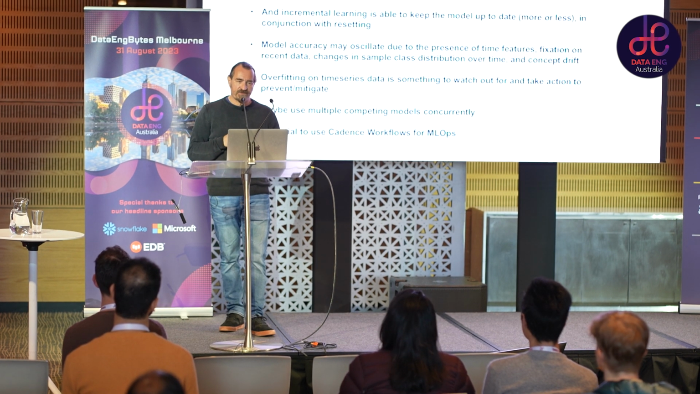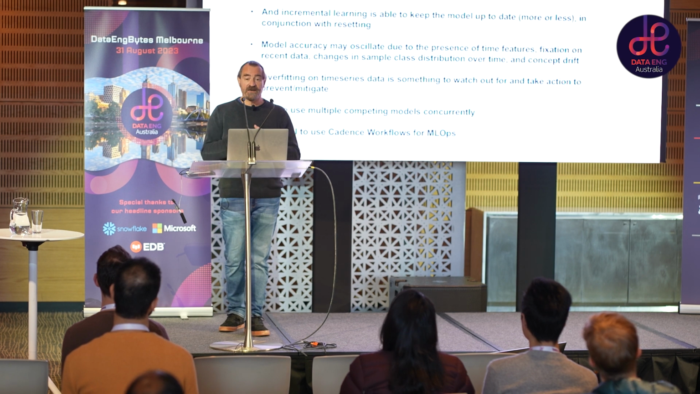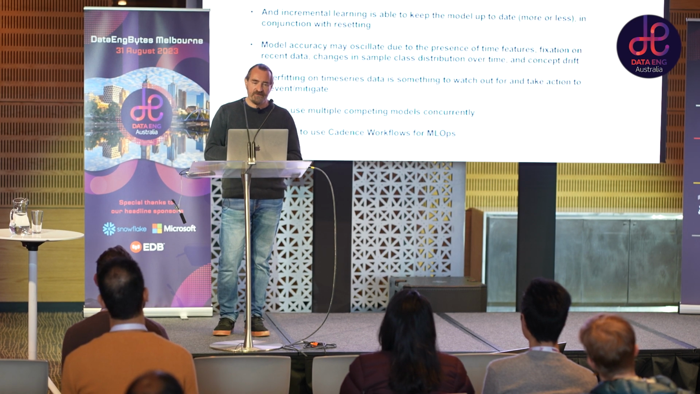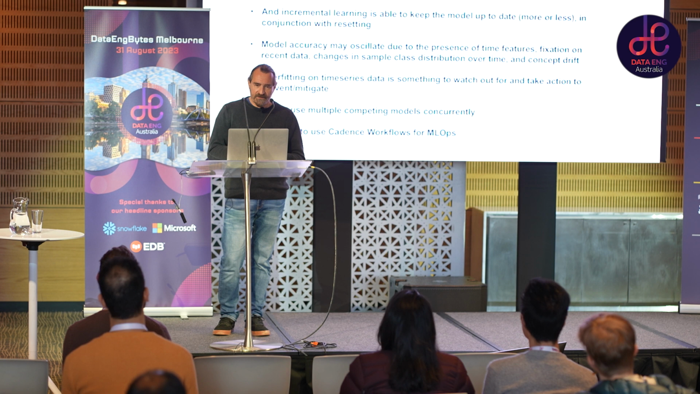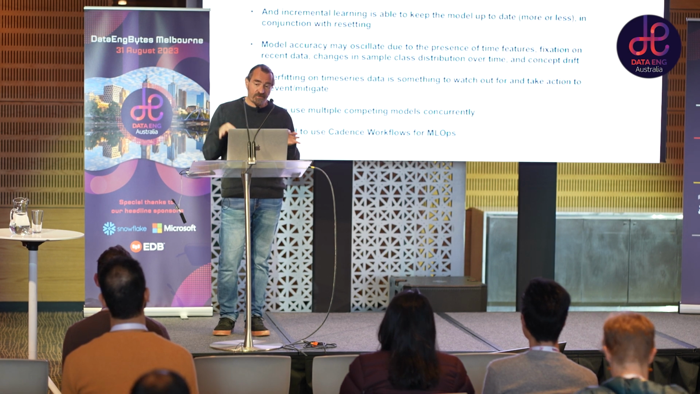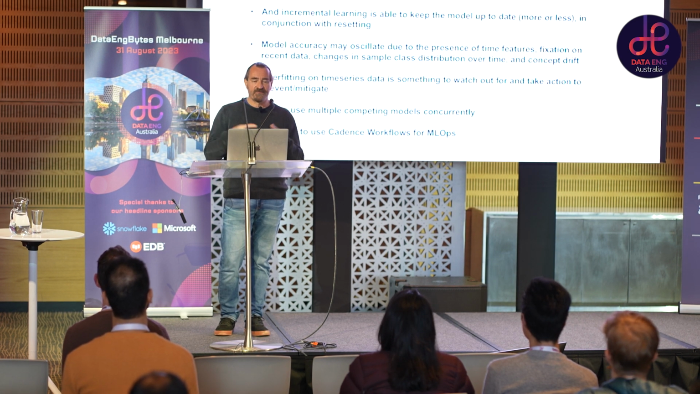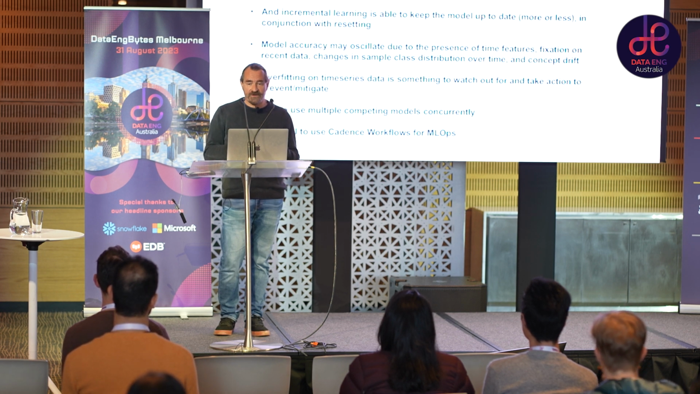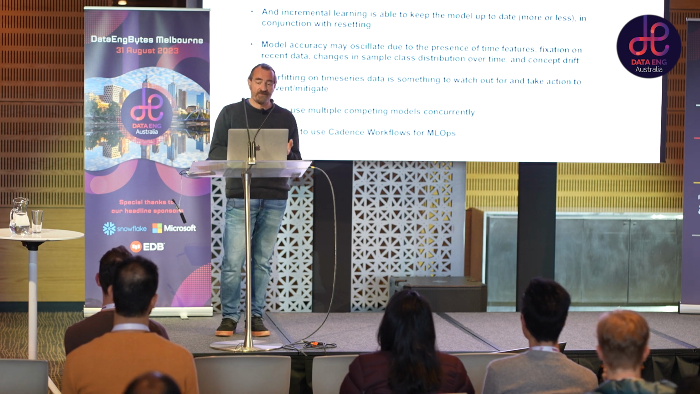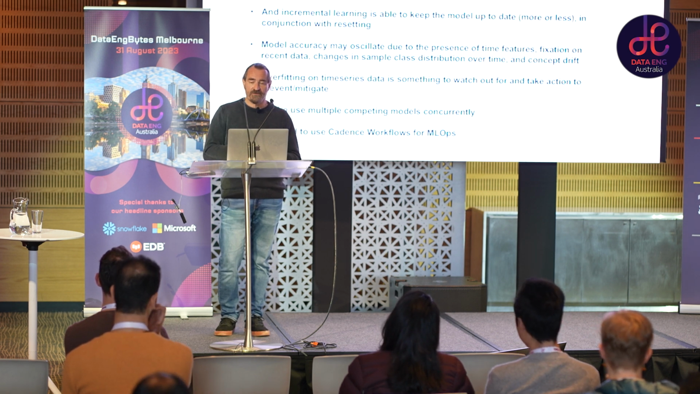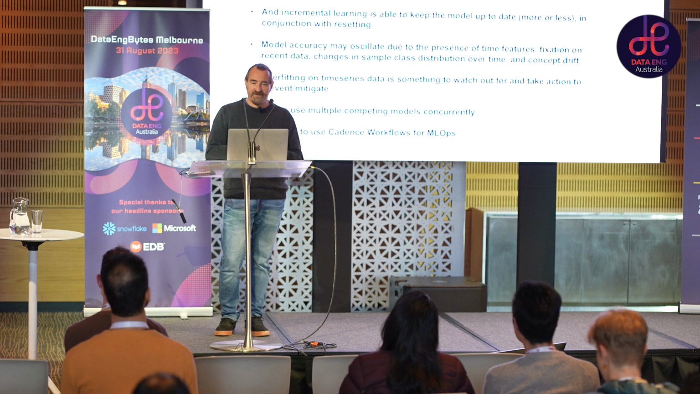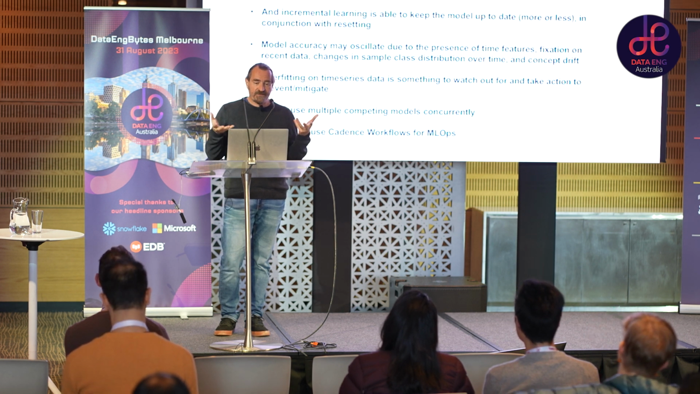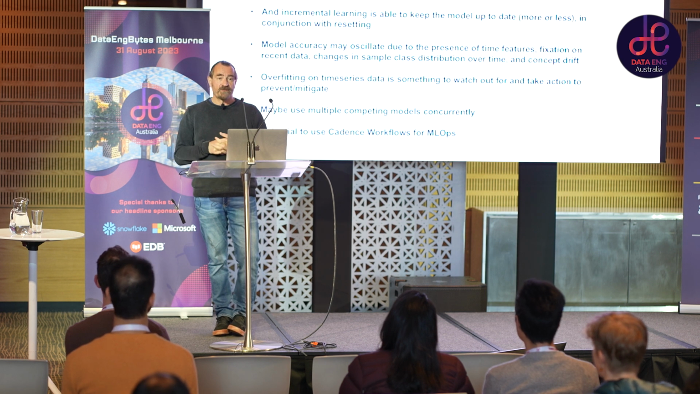And just some conclusions to wind up. Incremental learning is pretty fast. It should be able to keep up with streaming data in a production system. It is able to keep the model up to date, more or less, in conjunction with resetting, potentially. The model accuracy may oscillate due to the presence of time features, fixation on recent data, changes in sample class distribution over time, and concept drift. Overfitting on time series data is something to watch out for and to try and take action to prevent or mitigate. Maybe using multiple competing models concurrently is one solution.